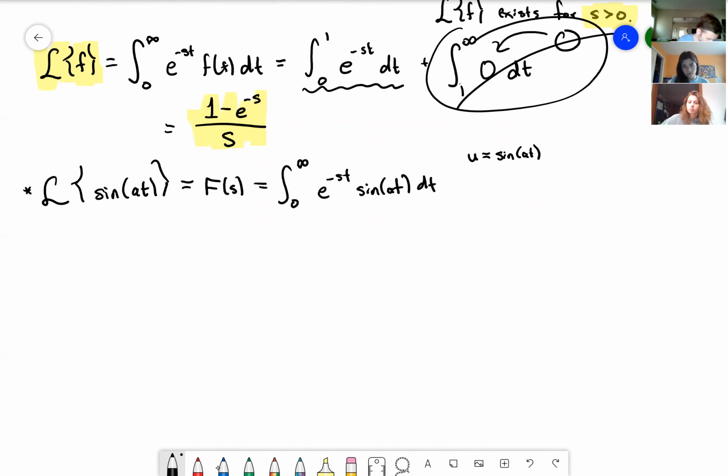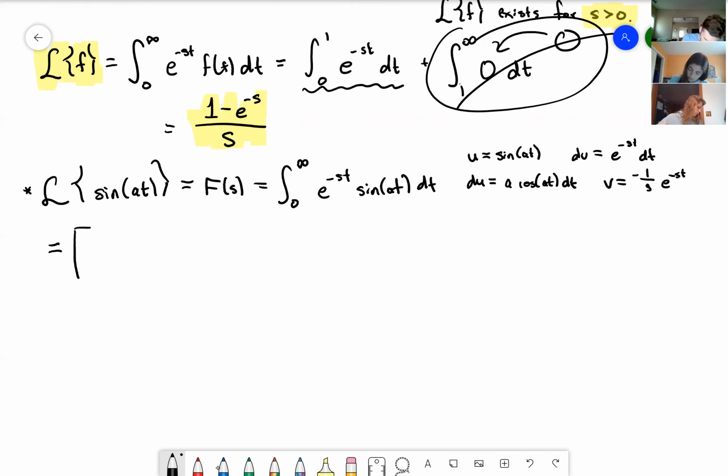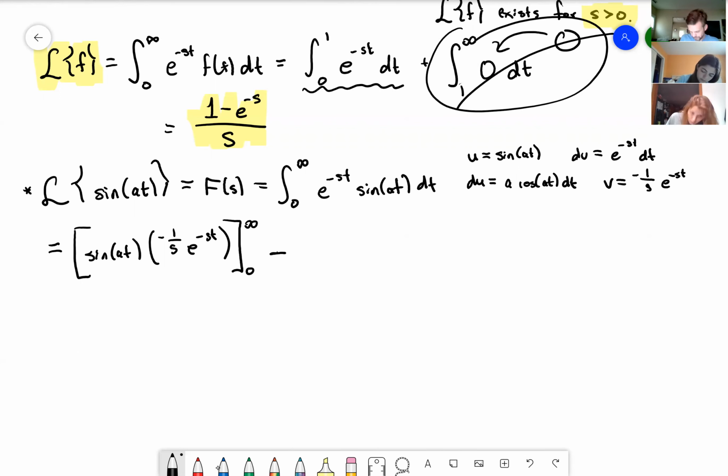We're going to integrate this using integration by parts. I'm going to make my u be sine of at, and my dv will be e to the minus st dt, which makes du equal to a cosine of at dt, and our v is negative 1 over s e to the minus st. So integration by parts tells us this is equal to uv, sine of at times negative 1 over s e to the minus st, evaluated from 0 to infinity, minus the integral from 0 to infinity of v du.